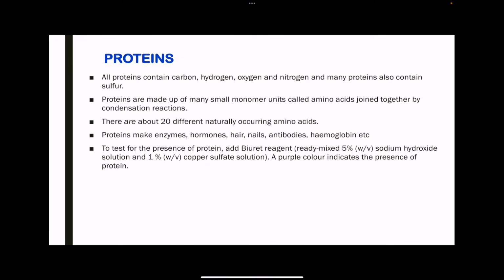Next we go to proteins. We need to know that all proteins contain carbon, hydrogen, oxygen, nitrogen, but many proteins also contain sulfur. Proteins are made up of many monomer units called amino acids, and these are going to be joined together in condensation reactions. And again, you need to know these are going to be enzyme controlled. And when this occurs, a peptide bond is going to be formed. So if you connect 2 amino acid molecules, you form a peptide bond between them, and the whole thing is going to be called a dipeptide. Naturally, there are 20 different amino acids, and these can be used to make enzymes, hormones. They can be used to make hair, nails, antibodies, hemoglobin, and so on.